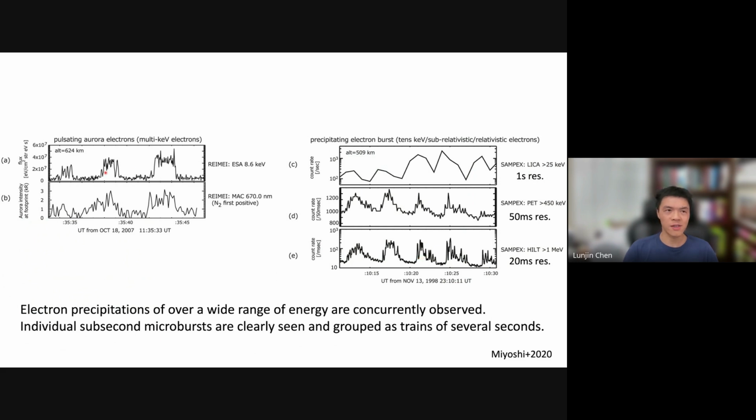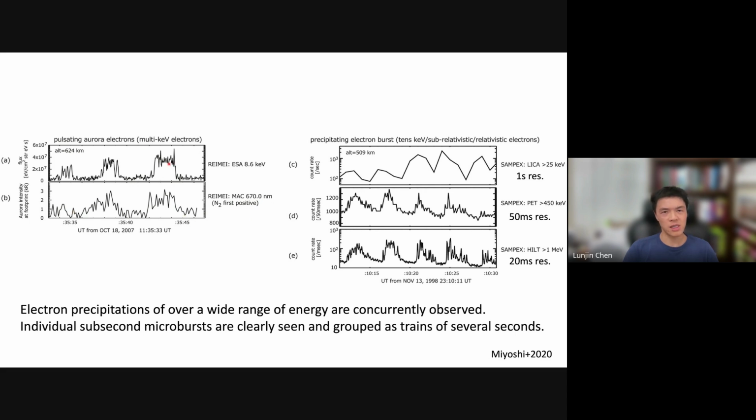On the left-hand side is a measurement from the Arase satellite at 6,600 kilometer altitude. The plot shows two things. One is the electrostatic analyzer electron flux at 6 keV, so you can see the enhancement here, here, and here. On the bottom, you see the photon intensity at the 670 nanometer wavelength. It's basically measuring the pulsating aurora, so you can see intensity enhancement here, here, here.